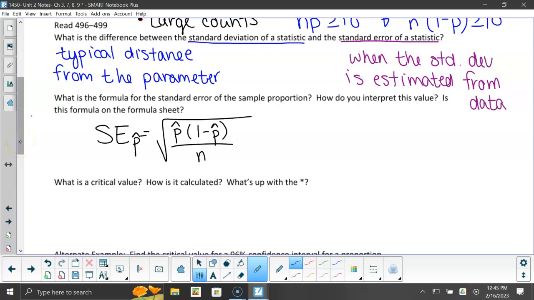Because this is from when I've taught it previously, I literally have a kid who drew a Christmas Santa hat on top of the p hat. It's red and green and everything.